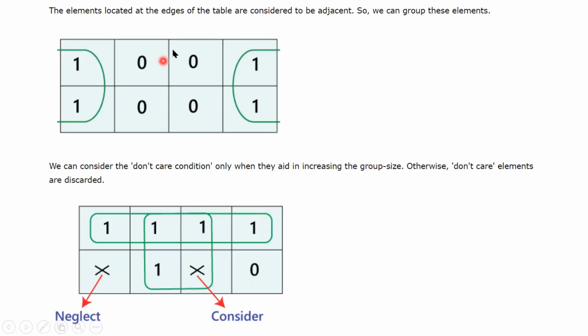Next is, suppose I have some entry like this. यहाँ पे 1 1 है, यहाँ पे 1 1 है, and in between I have 0. So usually the students what they do, यहाँ का एक group बना देते हैं, यहाँ का एक group बना देते हैं. No, actually the elements located at the edge of the table, this is the edge of this table, they are considered to be adjacent. So we can group these elements.